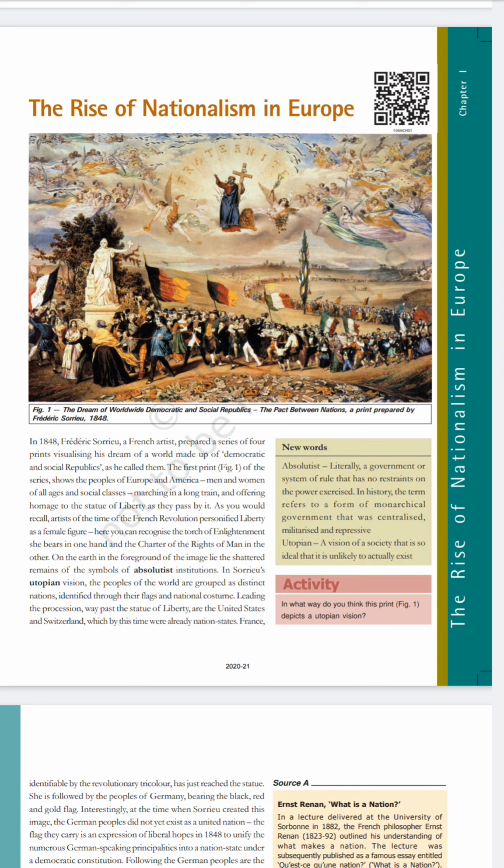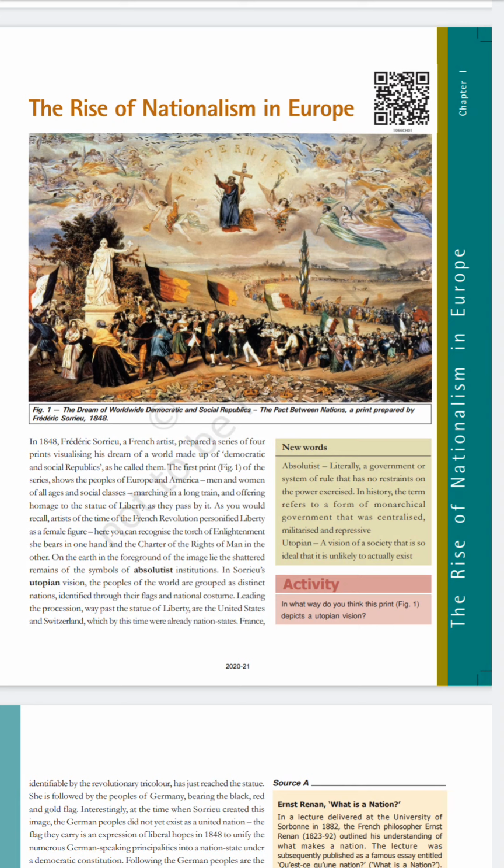Just after that, near the Statue of Liberty, we can see the country of France. France is just reaching the Statue of Liberty with its revolutionary tricolor flag, blue, white, red, because at that time France was trying to become a nation state. After the French Revolution, France was trying to become a democratic nation state.